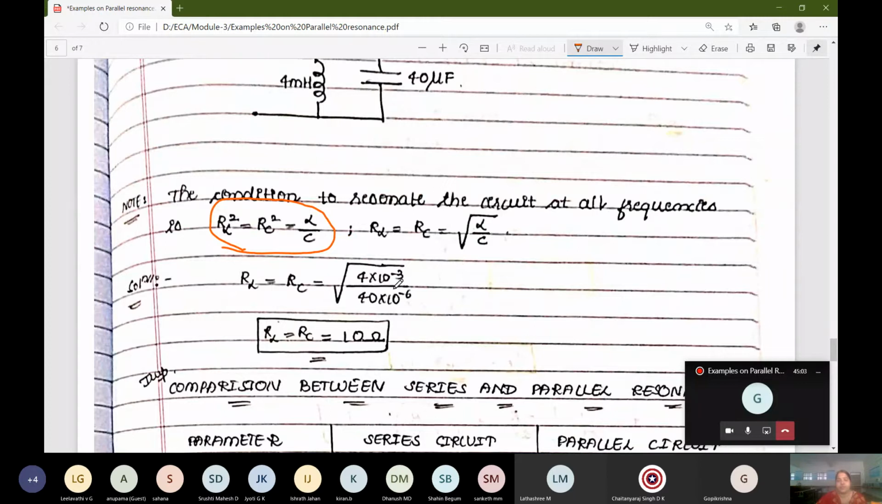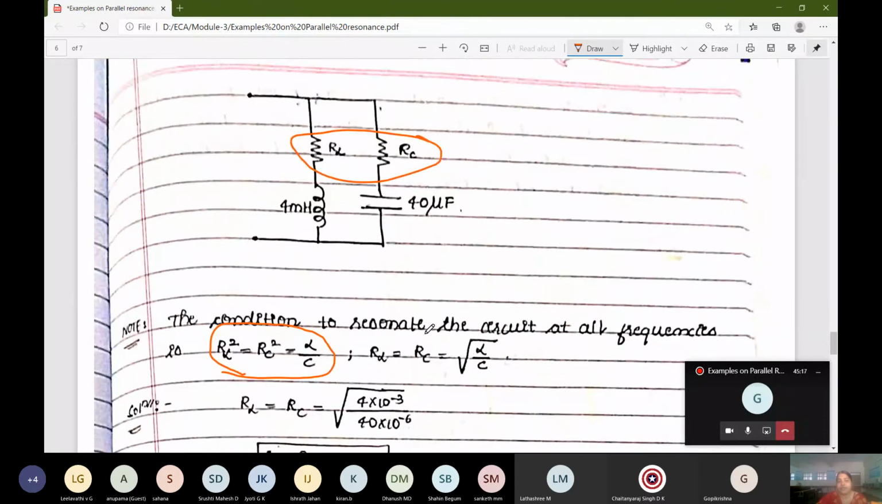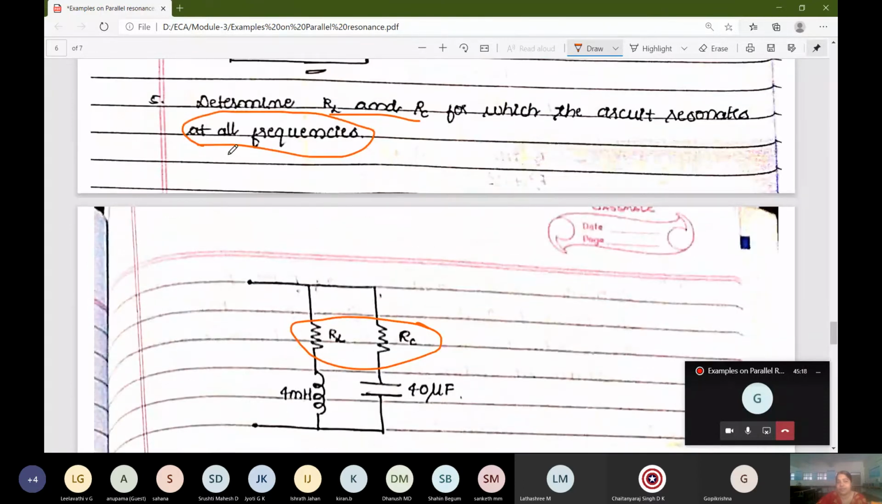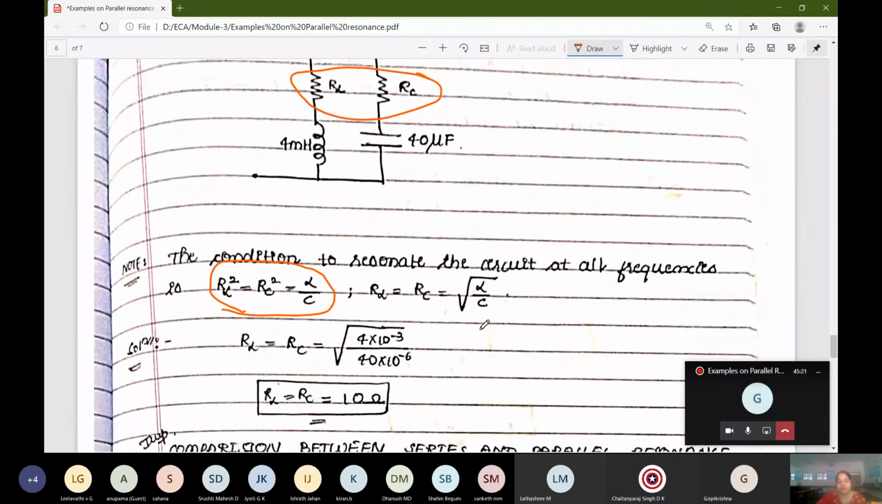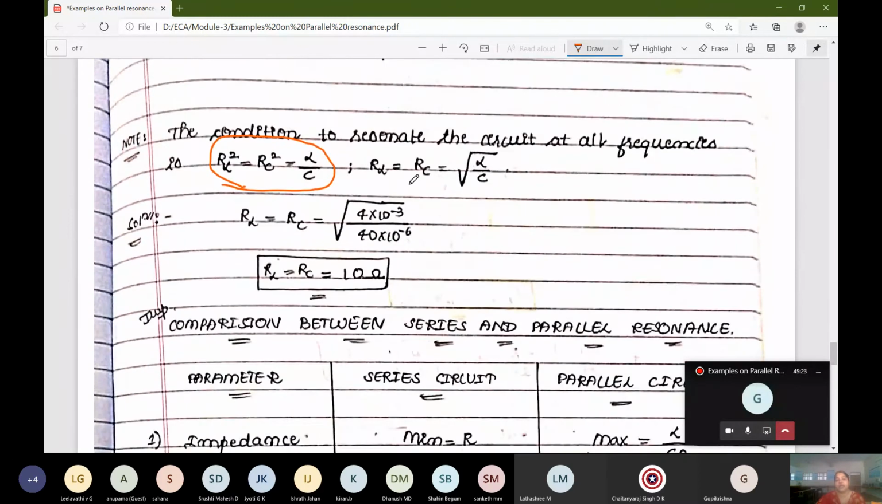L is 4 millihenry, milli is 10 power minus 3, divided by 40 into micro, which is 10 power minus 6. Just substitute, you will get RL and RC as 10 ohm. So the value of RL and RC is 10 ohm, where it resonates at all frequencies. Okay, you should know that. To resonate at all frequencies, the formula is RL is equal to RC is equal to root L by C.